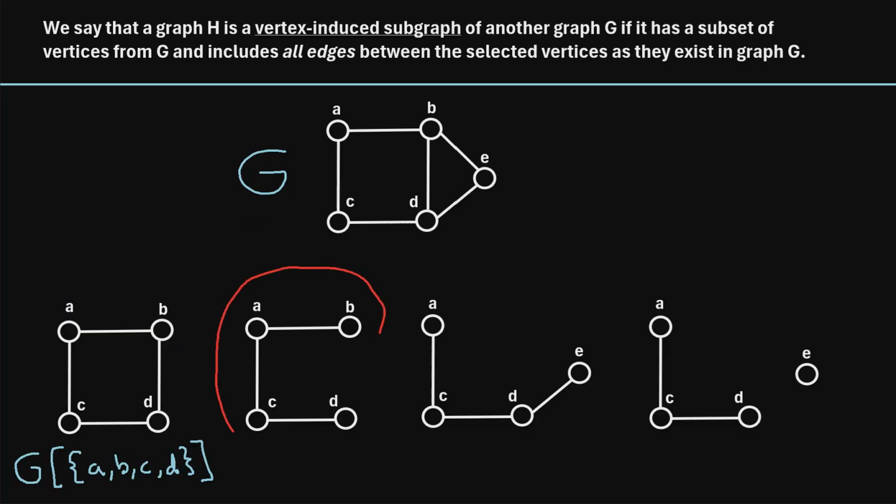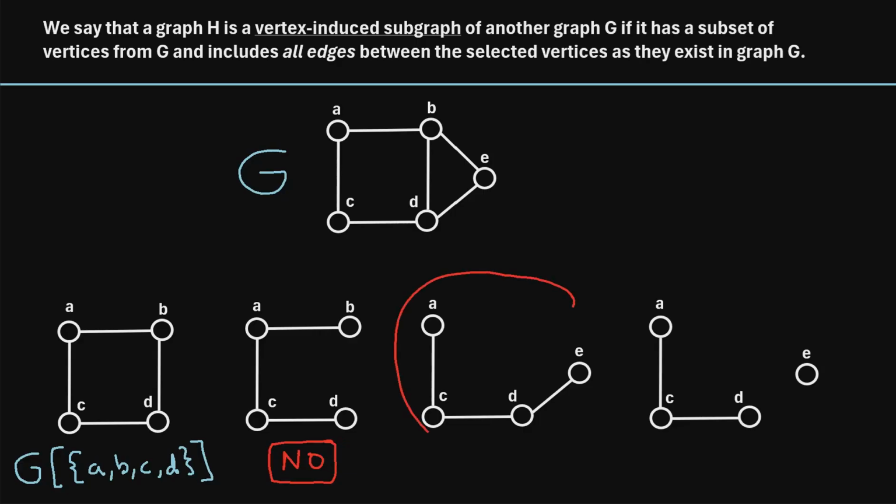All right, now let's check out this second graph right here. So again, we have vertices A, B, C, and D, but we'll notice that B and D are not connected by an edge right here, and they are connected by an edge in the original graph. So this graph does contain a subset of the vertices of graph G, and it contains a subset of the edges of graph G, so it is a subgraph, but it is not considered a vertex-induced subgraph because we're missing one of the edges right here that exists in the original graph. So for this one, I'm just going to write no to indicate that no, this is not a vertex-induced subgraph.